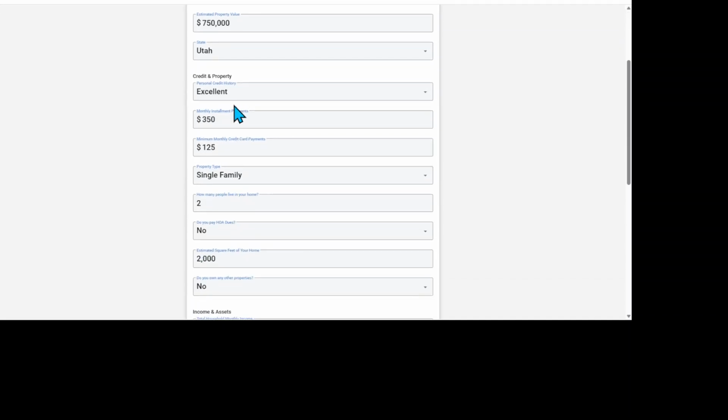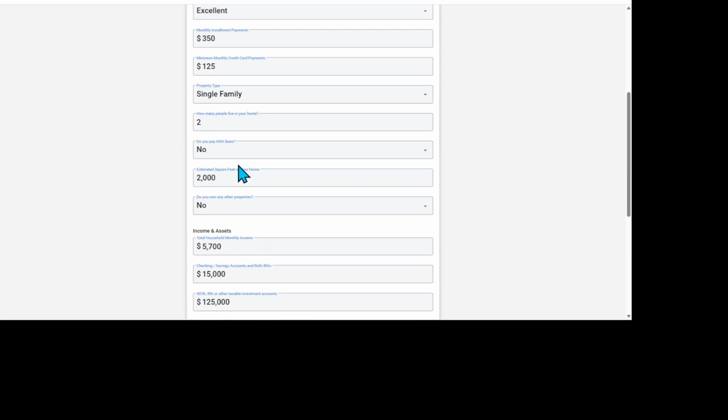They're self-reporting excellent credit, a car loan of $350 monthly payments, and $125 is their minimum current credit card payments per month. They live in a single-family residence, husband and wife. There is no HOA community. Their home is 2,000 square feet, and that is all of the real estate they own.